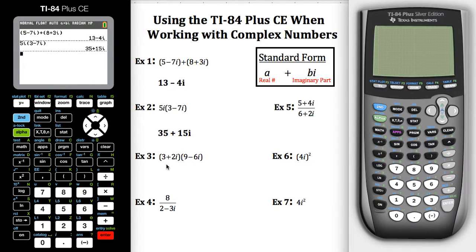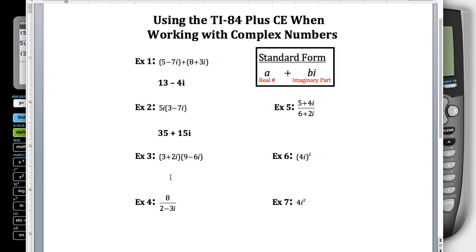For the third example, if you were doing this longhand, you would be working this out using FOIL. It will do the FOIL completely for you and give your answer in standard form. So for this one, left parentheses, 3 plus 2i, close parentheses, start the next set of parentheses, 9 minus 6i, close those parentheses, and hit enter. Foiling this all the way out, you get a single number of 39.